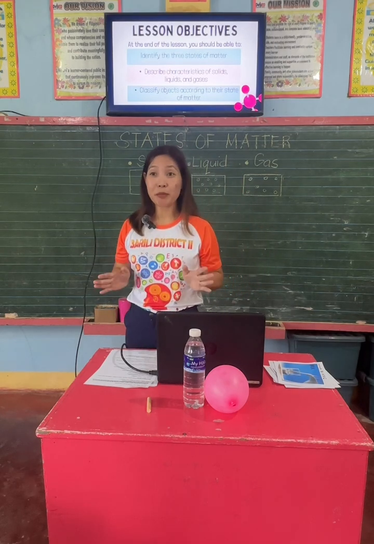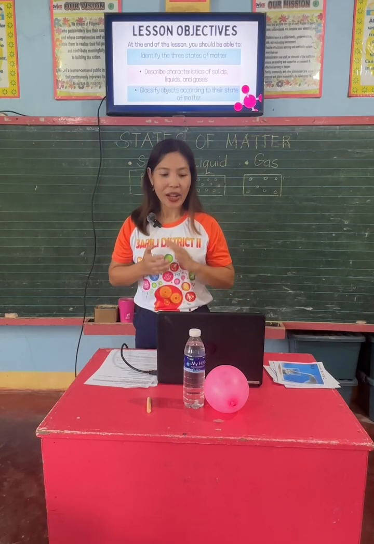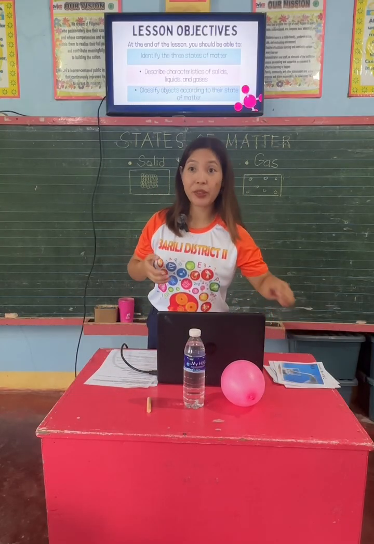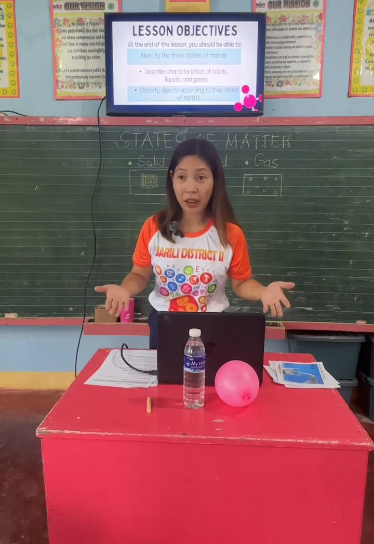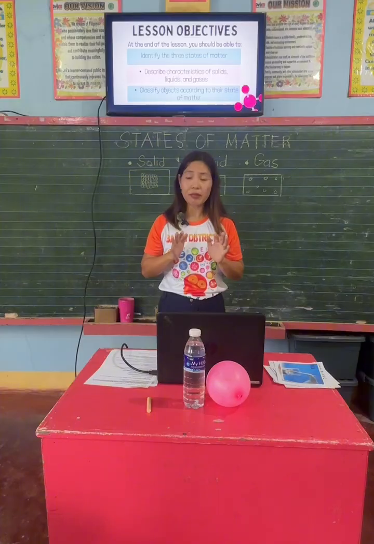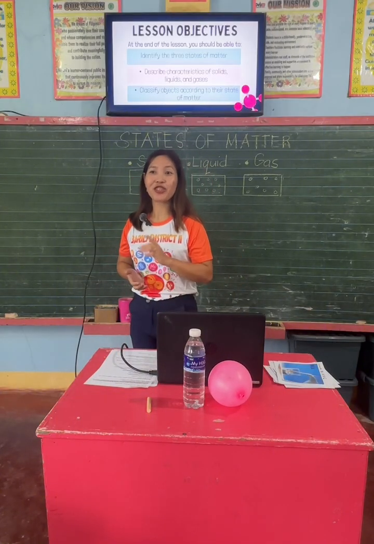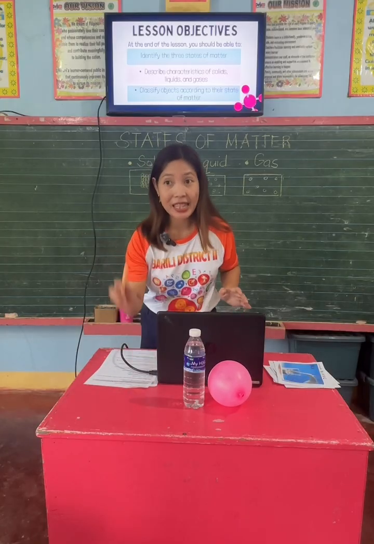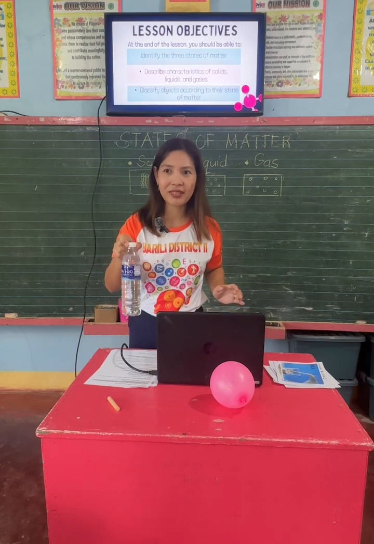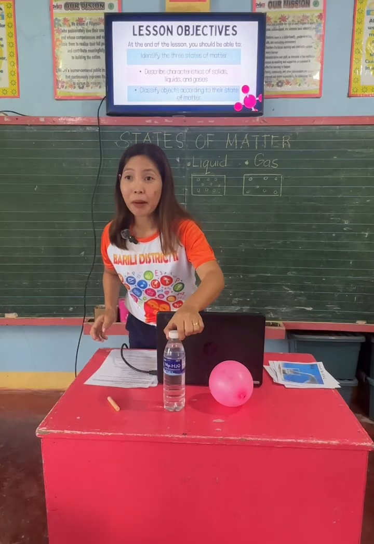All right? So let's begin by looking at these three objects here on my table. So I have here a chalk, a bottle of water, and a balloon filled with air. So can you observe them carefully? What do you notice about the chalk? Yes, correct. The chalk is hard and keeps its shape. What about a bottle of water? Yes, that's right. It flows and takes the shape of the bottle.